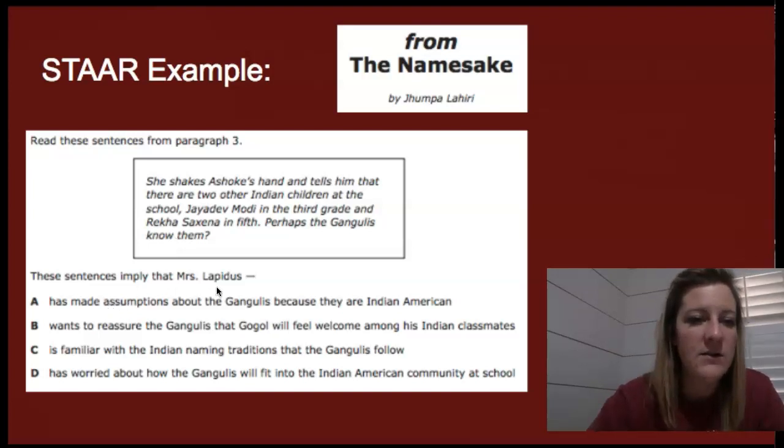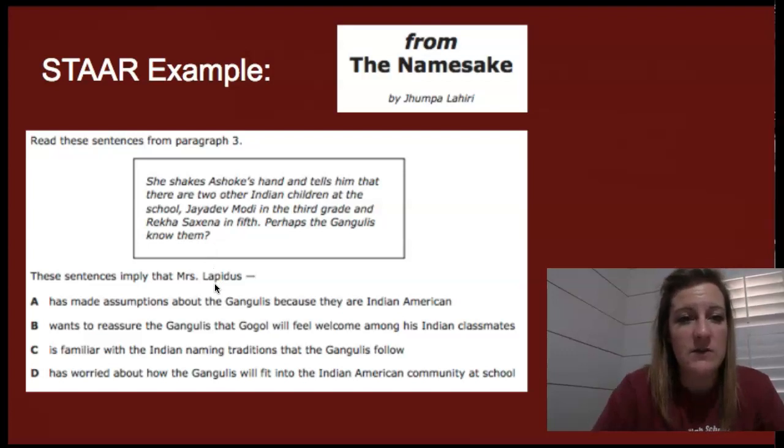Perhaps the Gangulis know them. Okay, so we're trying to understand something about Miss Lapidus, who is the one doing all these things. So, A, has made assumptions about the Gangulis because they are Indian American. We've got 2 other Indian children at the school, and she's assuming that perhaps they know them. Based on what we're reading, that sounds like a valid answer choice, so let's just hold on to it.